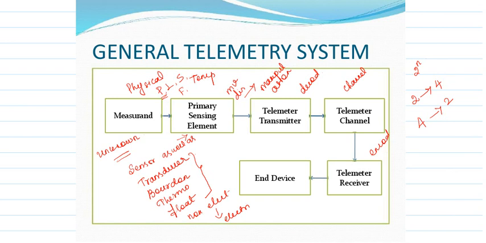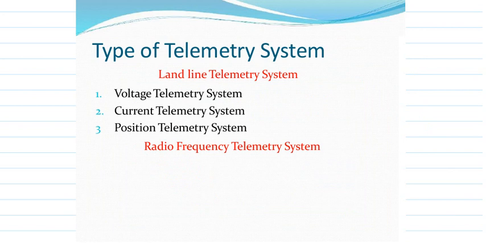Finally the data gets to the end device. The end devices may be analog or digital, or any voltmeter, ammeter, or display devices. These are all the components present in the end device part. That is my block diagram of the telemetry system.